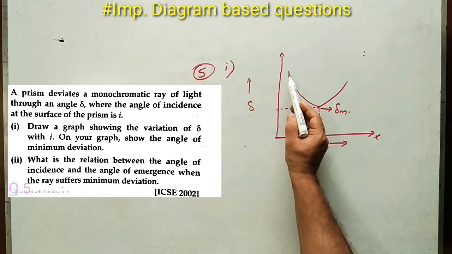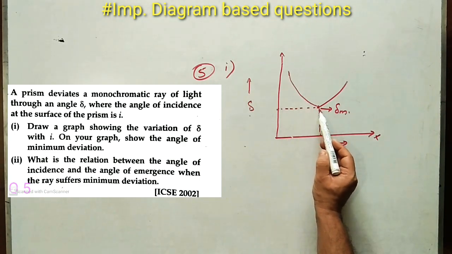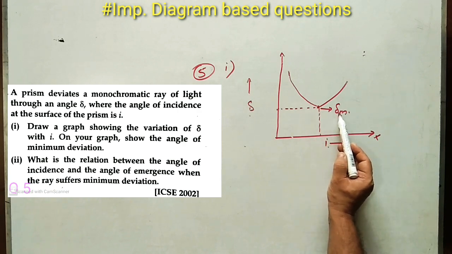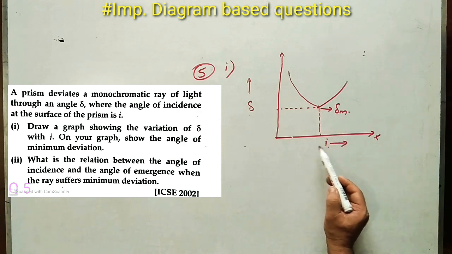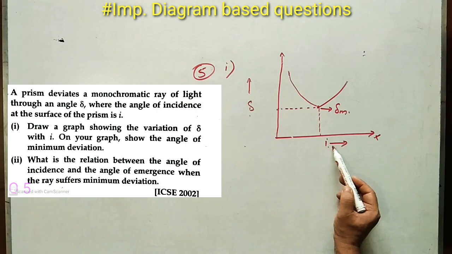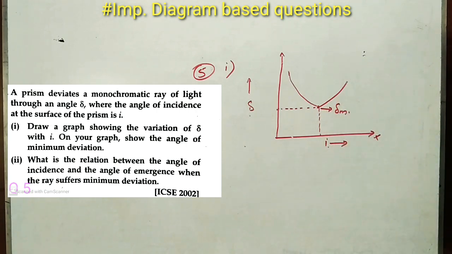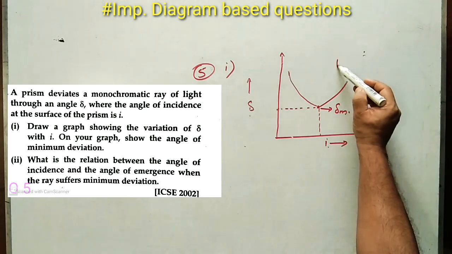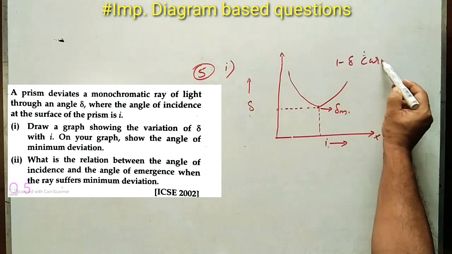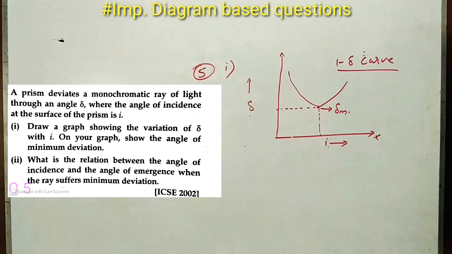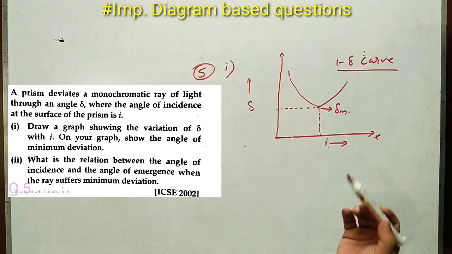So the angle of deviation goes on decreasing till a minimum value called the angle of minimum deviation. Beyond that, if you increase the angle of incidence, the angle of deviation again starts increasing. Clear? So this is called the I-delta curve. This is the shape of the graph. All of you must practice this, very important.